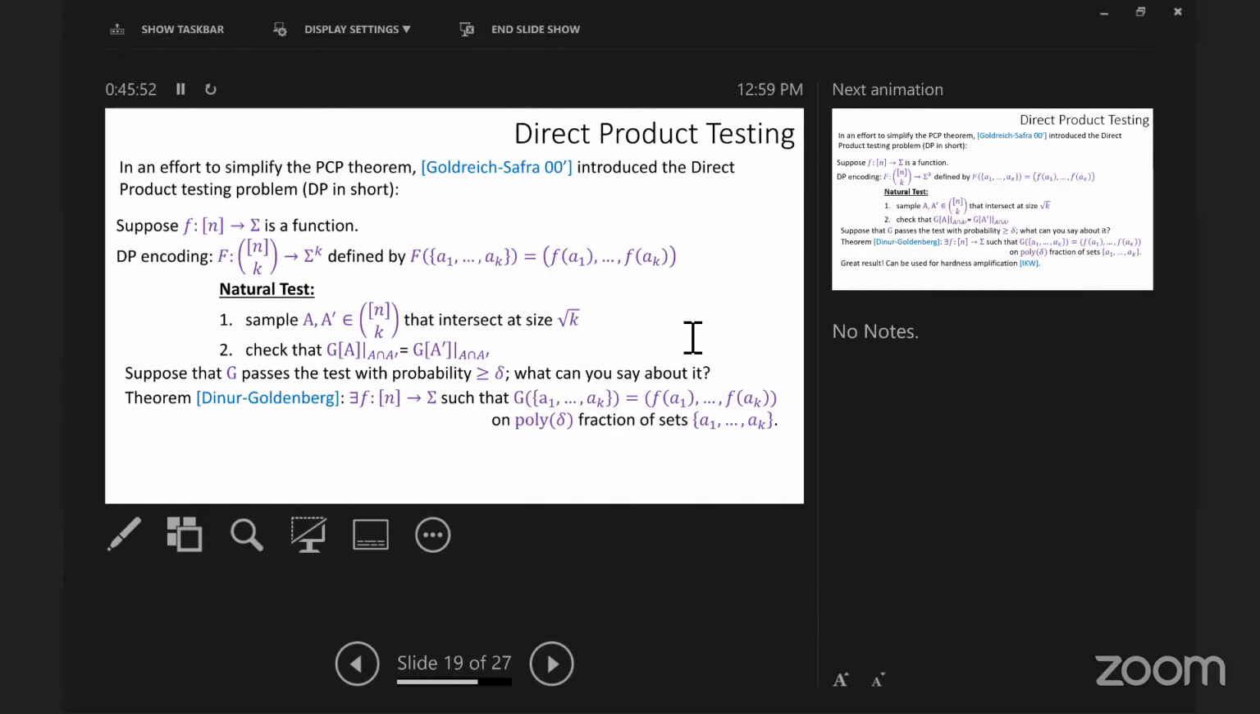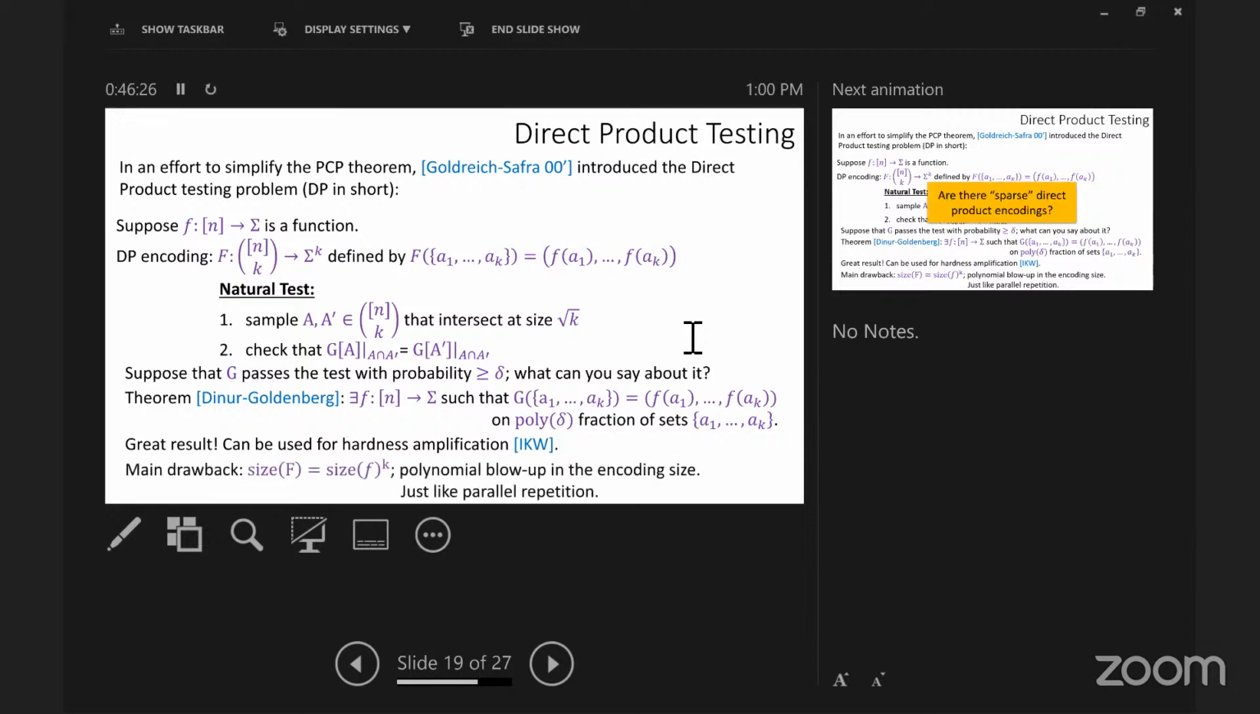So for the experts in the audience, I'm slightly lying here, but it's fine, don't worry about it. Morally speaking, this is what they proved. If you pass the test with noticeable probability delta, then you're correlated with some legitimate direct product thing. And this is a really, really nice result. And as a paper by Impagliazzo, Kabanets, and Wigderson showed, you can take this theorem as is and use it to amplify PCPs.